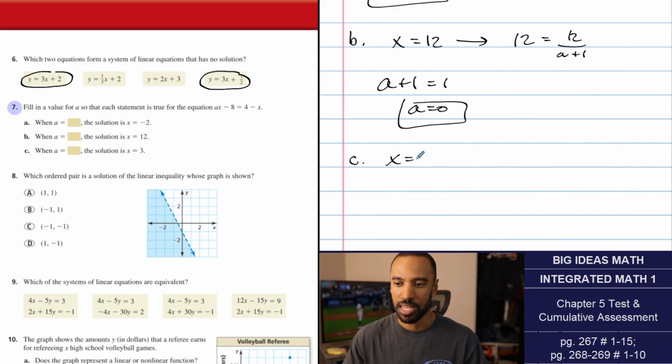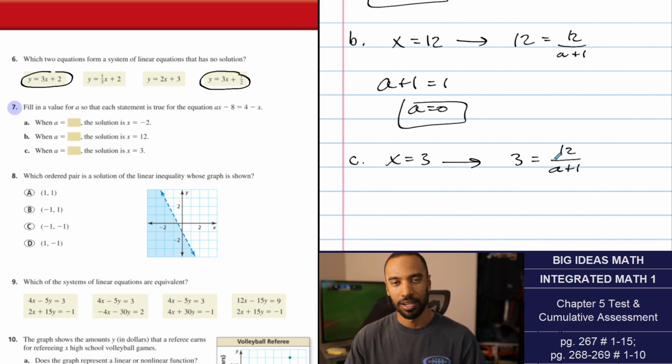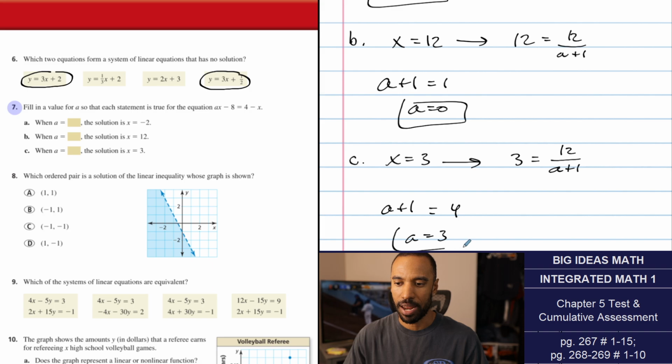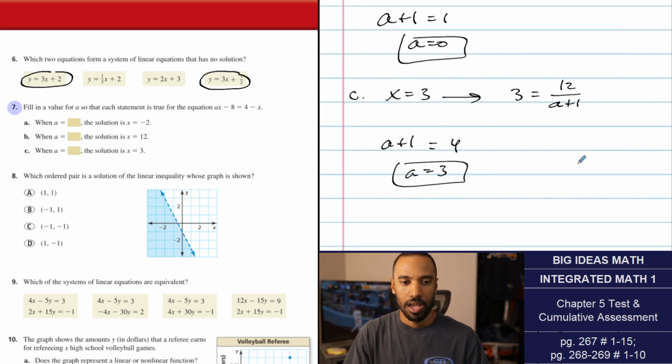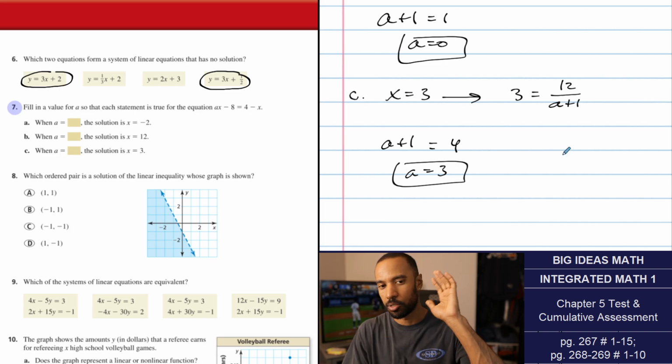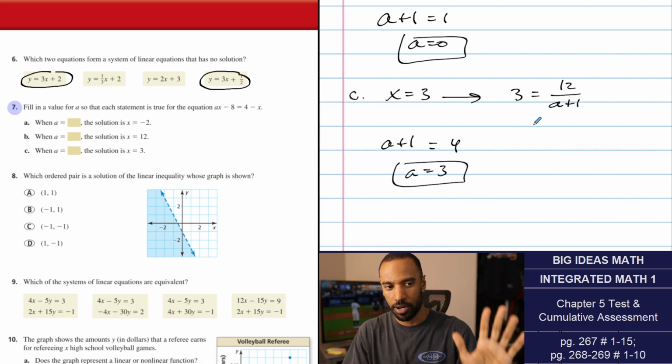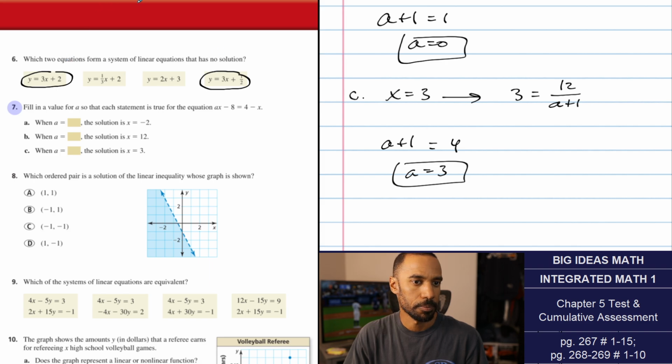Part C, for x to equal 3, 3 equals 12 over a plus 1, and 12 over 4 is 3 in that case. So a plus 1 would have to equal 4. Therefore, a would have to equal 3 as well for x to equal 3. Now, that's not something I'm double checking with the original. I did the rewrites for it. It should work itself out just fine on those.